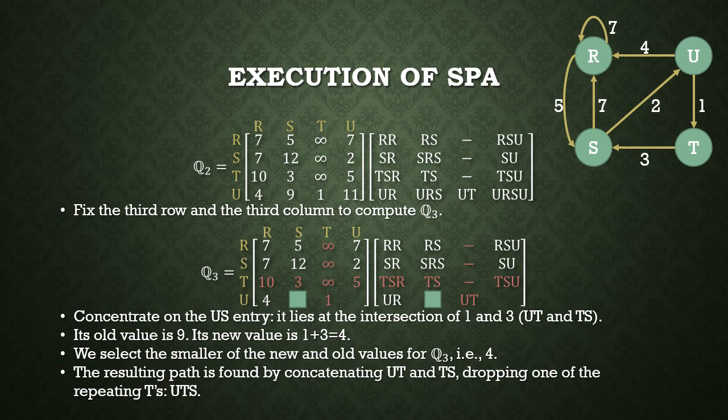The resulting path is found by concatenating UT and TS, dropping one of the repeating T's. So the path is UTS.